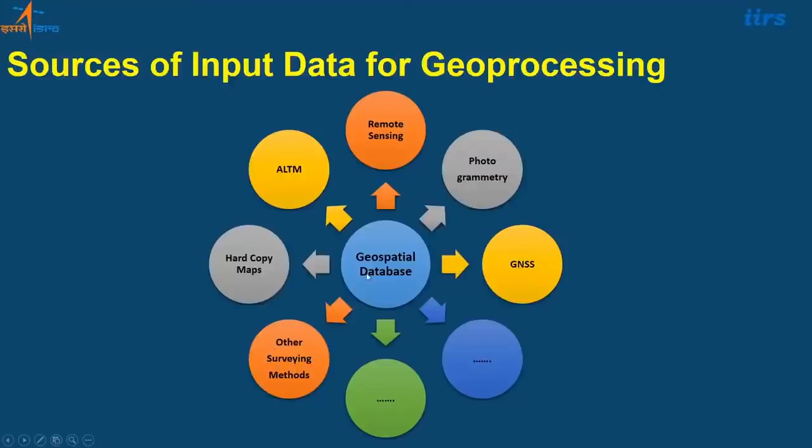Hard copy maps: there is one agency called Survey of India. They are also producing some hard copy maps. So we can take those maps also as an input for geospatial data. Similarly, the laser methods, ALTM, they are also one important source of data sets for geoprocessing.